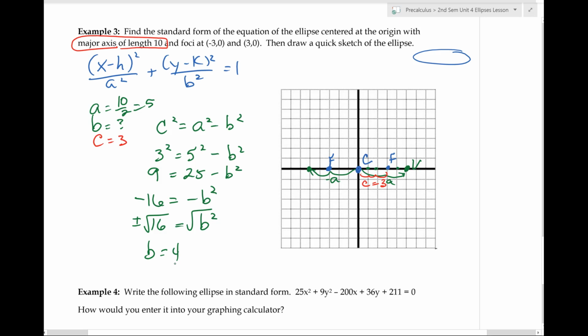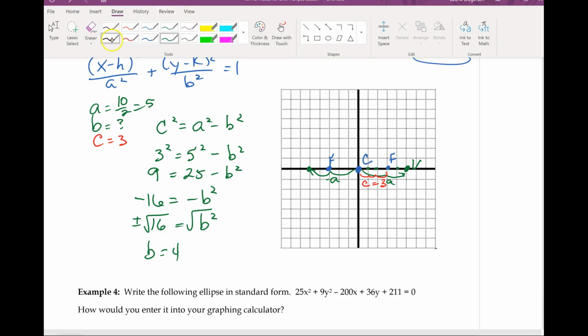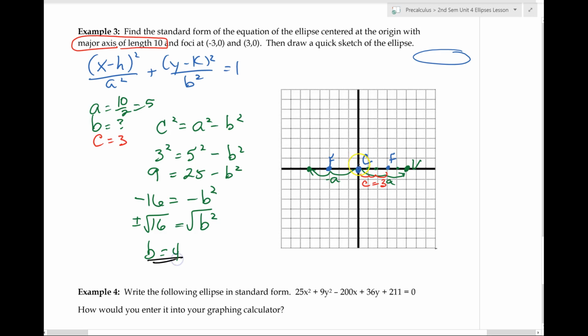Now, if b is equal to 4, quick, easy one, guys. Remember, we can do our minor axis. We can get the co-vertices by going from the center up or down 4. And then this would be your ellipse. Don't like my ellipse, so here we go. Make it a little bit better. It's almost a circle. Almost, but not quite.